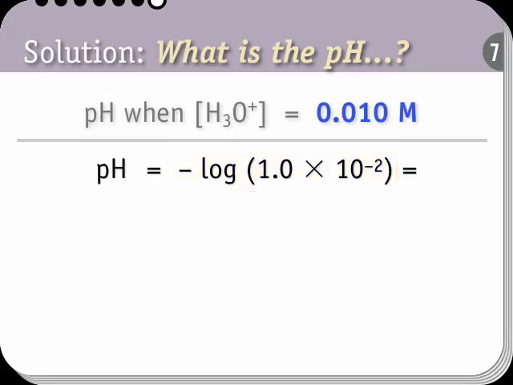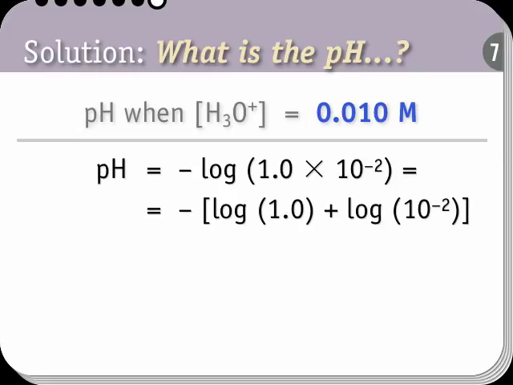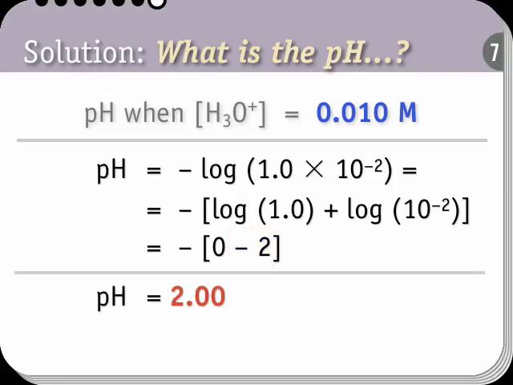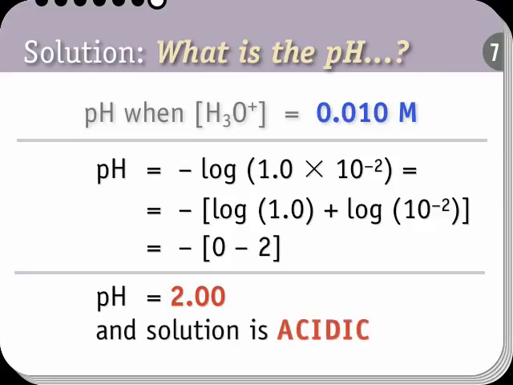Now remember that when you take a logarithm of two numbers that are multiplied together, it really is the same thing as the sum of the logarithms of the numbers. So the second step is the logarithm of 1 plus the logarithm of 10 to the minus 2. The log of 1 is 0. The log of 10 to the minus 2 is minus 2. So the net result is that the pH is equal to 2.00. The solution is indeed acidic.